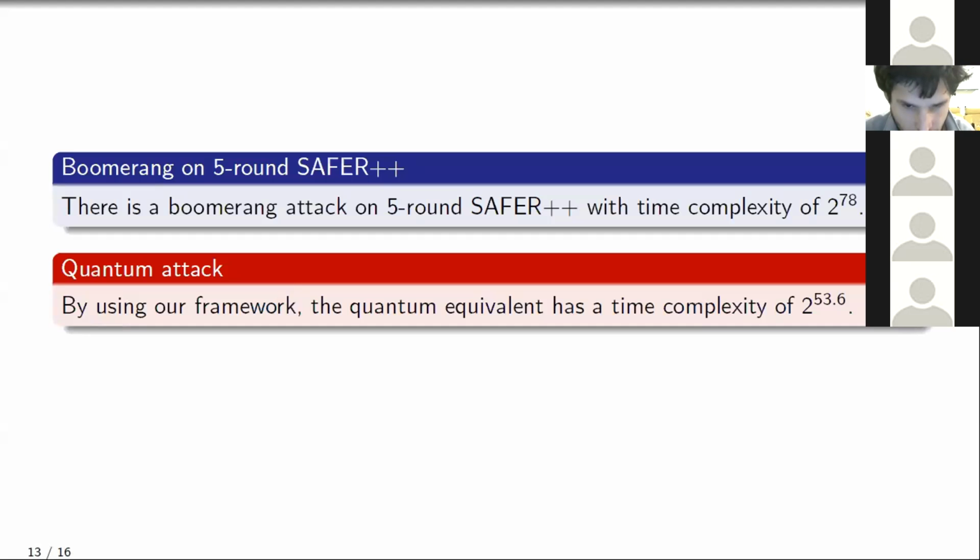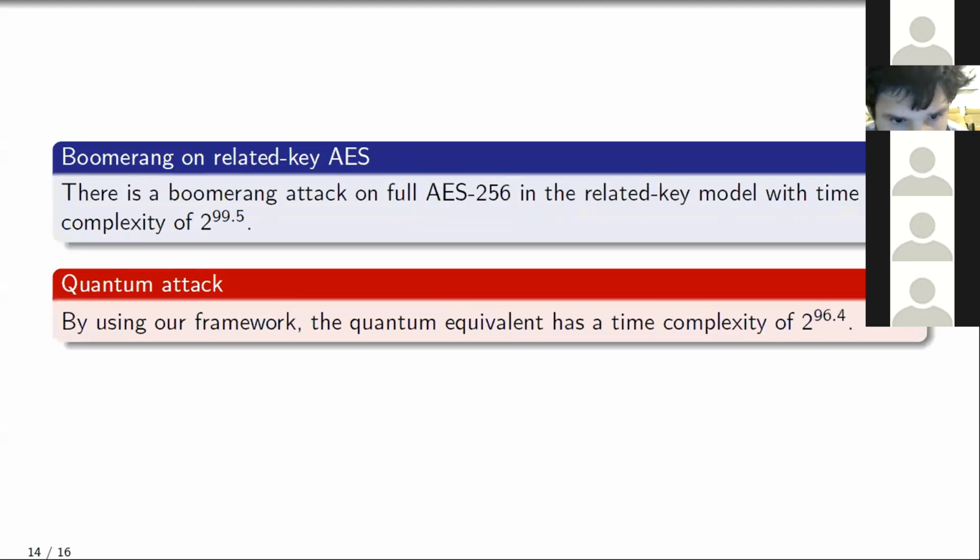And we made a quantum equivalent with a time complexity of 2^53.6. Then we made another application on AES in the related key model. So there is a classical boomerang with time complexity of 2^99.5, and with our framework, we made a quantum equivalent with the time complexity of 2^96.4.